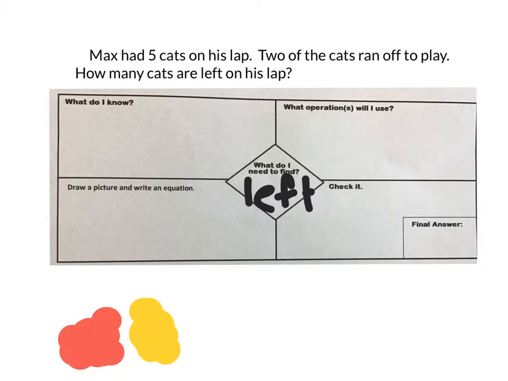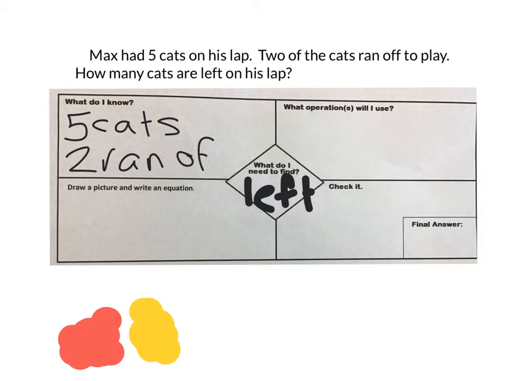Now I need to go to what do I know? I know that Max has 5 cats, and I know that 2 ran off. So I'm going to write 2 ran off. And I'm going to move to the next box where it says what operation or operations will I use? And when I read 2 of the cats ran off to play, when you run off, you are leaving. So my operation is going to be subtraction. So I'm going to draw a subtraction symbol in that box.